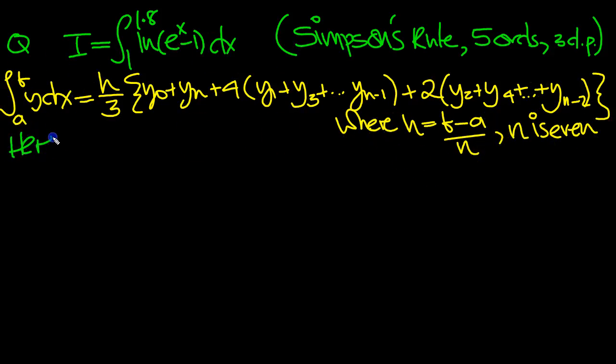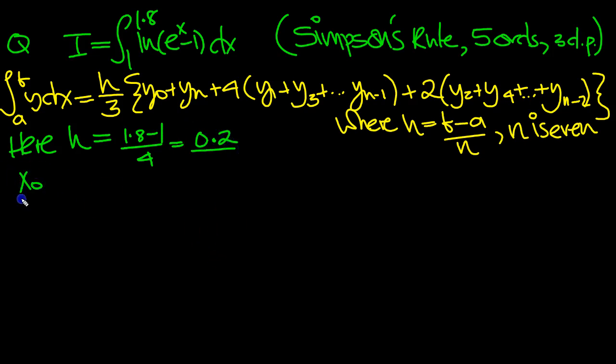So here, h is equal to b minus a. Here's b, here's a, so it's 1.8 minus 1 over the number of intervals. There's 5 ordinates, so there's 4 intervals. 0.8 over 4 is 0.2, so that's the interval distance.